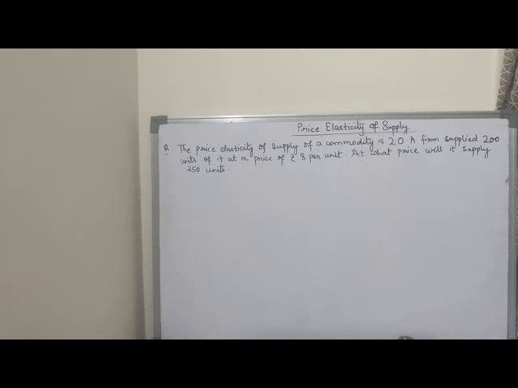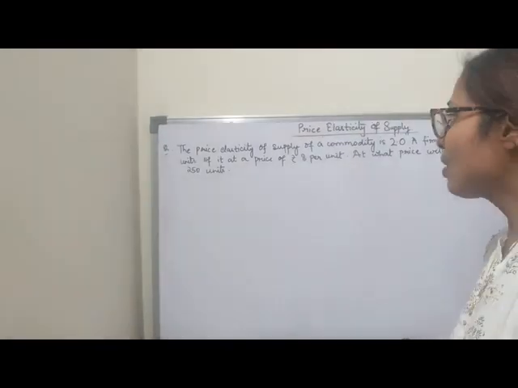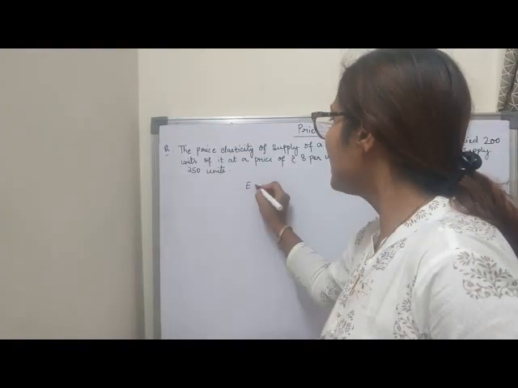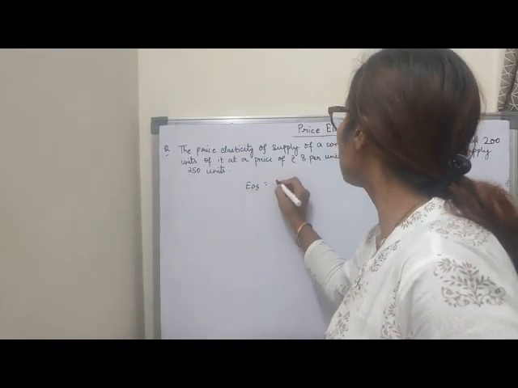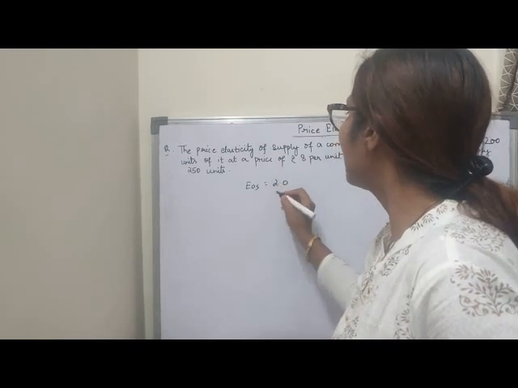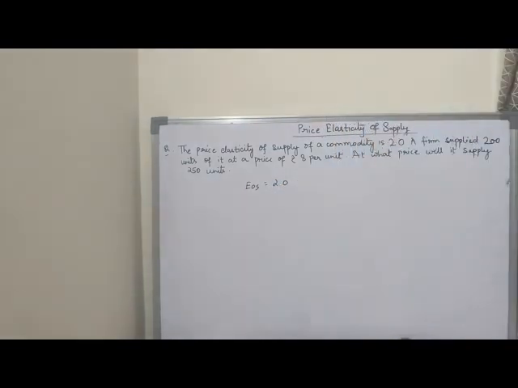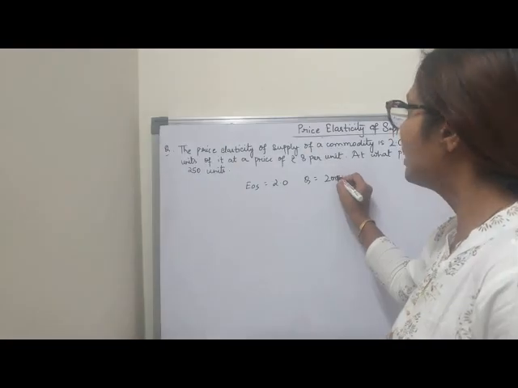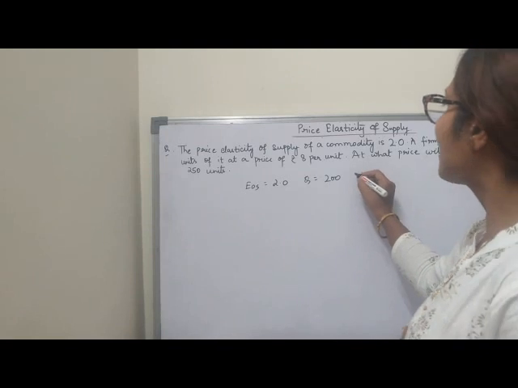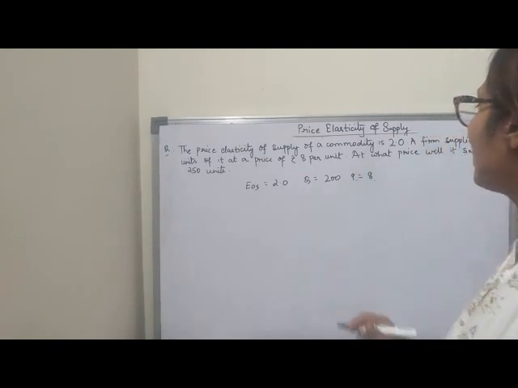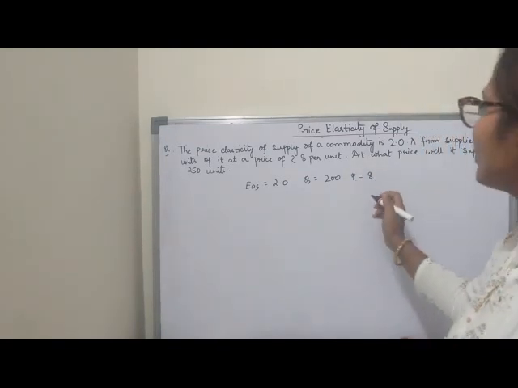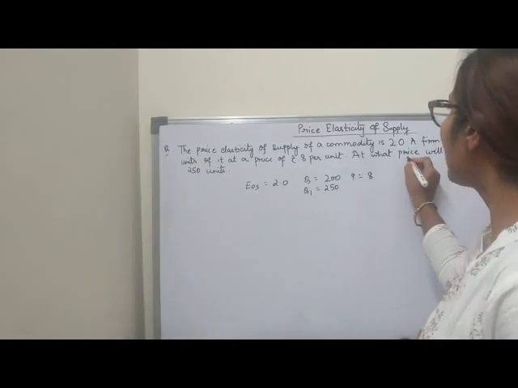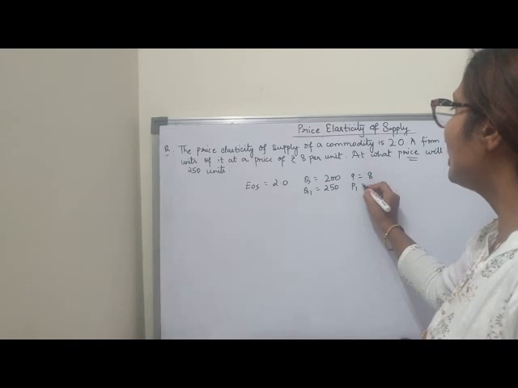Now see the other question. The price elasticity of supply of a commodity is 2.0. That means we know that elasticity of supply is equal to 2.0. Clear? Now you see a firm supplies 200 units. That means quantity is 200. Clear? At a price of rupees 8 per unit. So price is 8. Now at what price will it supply 250 units? So new quantity is 250. Now they are asking me the price, so I don't know the new price.